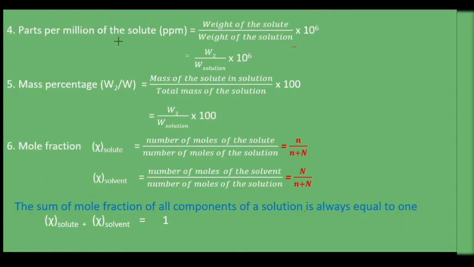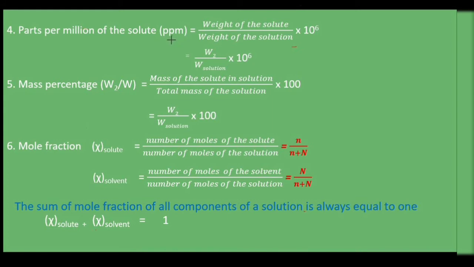Okay. So the next concentration term is parts per million of the solute. Normally it is represented by small ppm, not capital ppm, small ppm, parts per million. What is parts per million? It is the weight of the solute in 10⁻⁶ grams of the solution, or weight of the solute in 1 million of the solution. Normally we make use of ppm to express the concentration of substances if they are present in trace quantity or very little quantity.